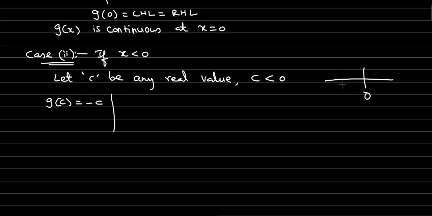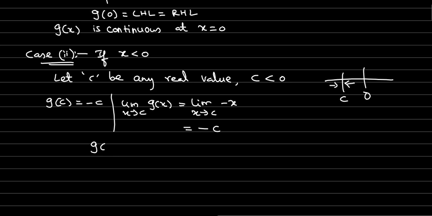Here we have 0 and some value I have taken in this particular interval, c. Now close values of c from the left side as well as the right side are both less than 0. If it is less than 0, instead of working out left hand limit and right hand limit separately, we can find them together. Now limit x approaching c, g of x. So what is g of x here? x is less than 0, so minus x. Now replacing g of x as minus x and applying the limit, we get minus c.